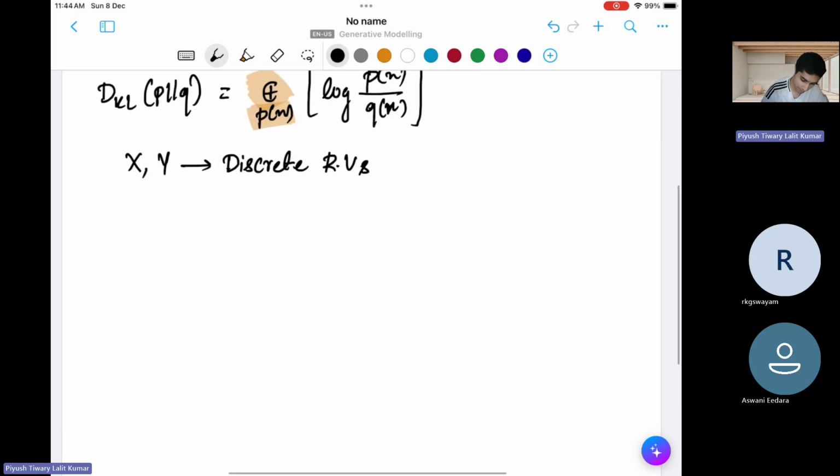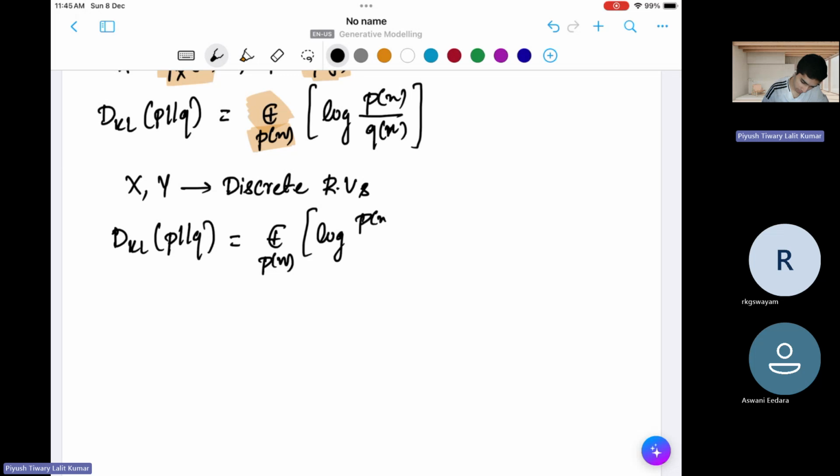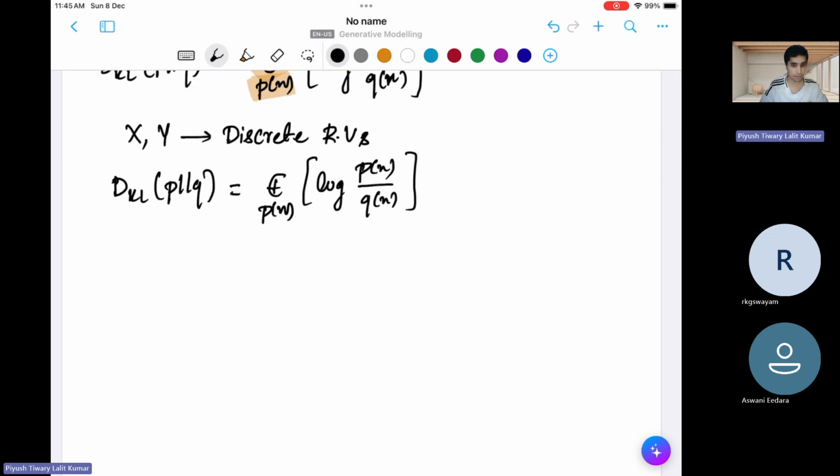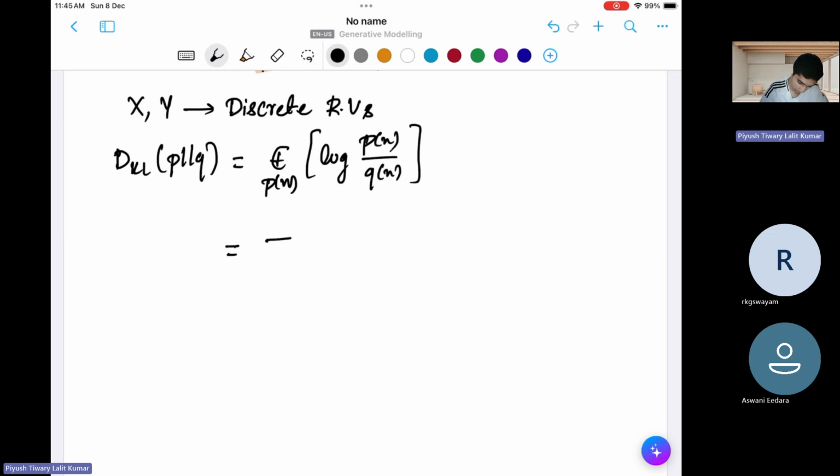So in that case, what will this definition boil down to? DKL between P and Q. Again, let me write down the definition first: this is the expectation of log P of X by Q of X. Now for discrete random variables, this expectation can simply be written as a summation over X, because these are discrete random variables. Otherwise, it would have been an integral. So this is X belonging to the support of X, calligraphic X, P of X log P of X by Q of X.